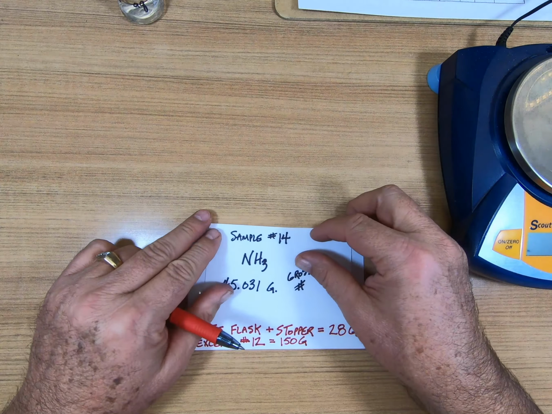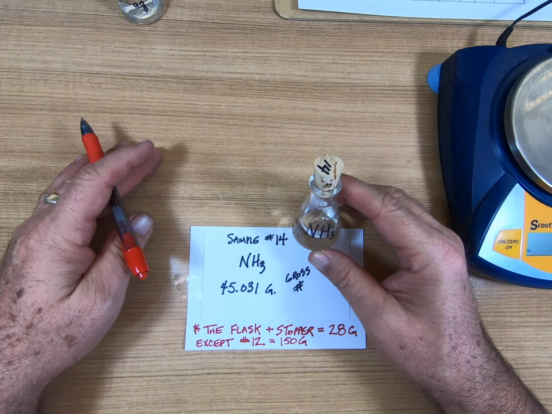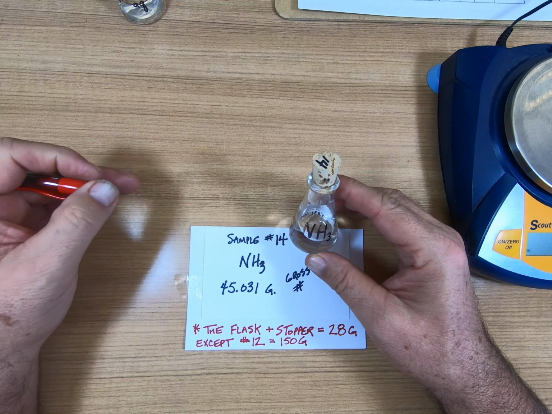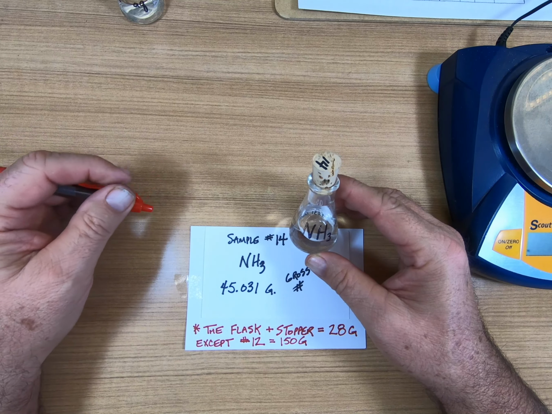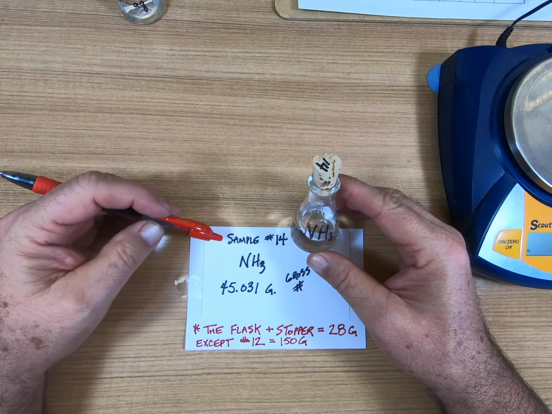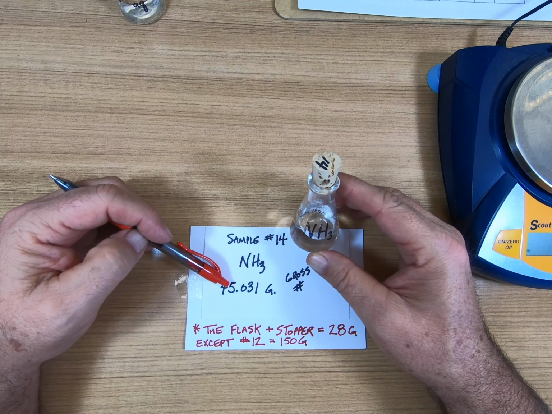14, we are heading a little closer to home. 14 is this good stuff, NH3. Everybody knows that I use this in the lab all the time. It stinks, but it's good stuff. It kills bacteria, fungi, and other things which could invade your body. So, NH3, our gross weight is 45.031. Do your thing, campers.